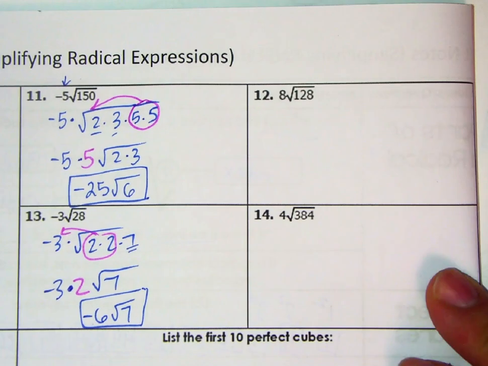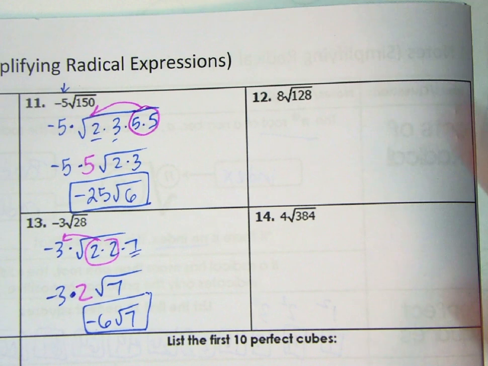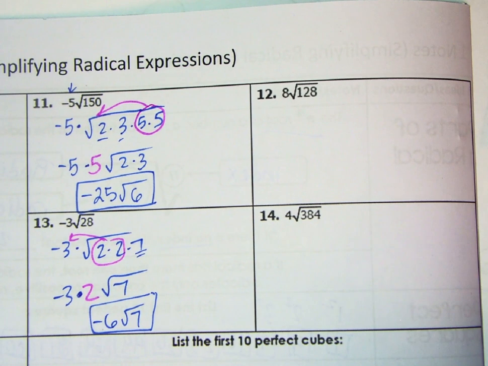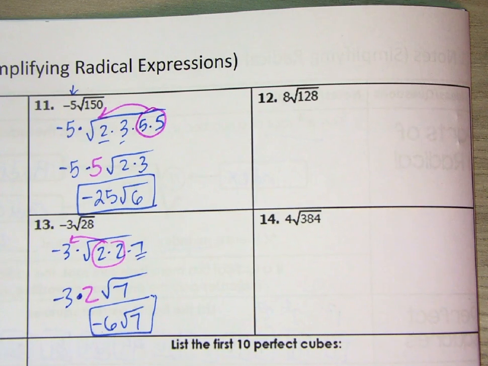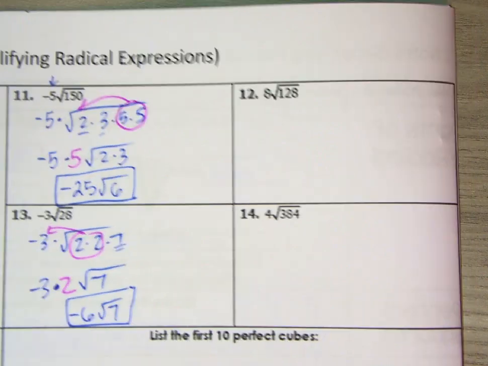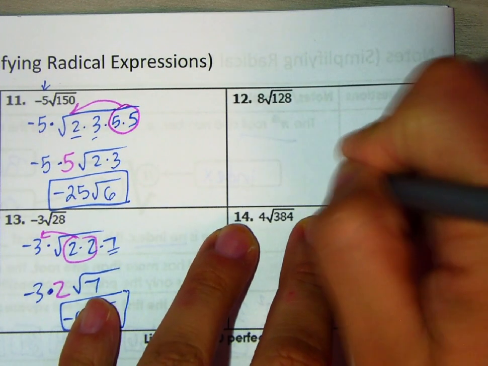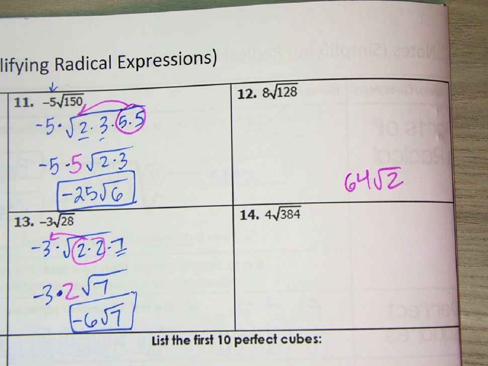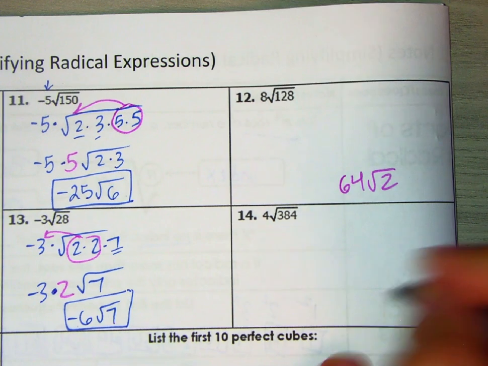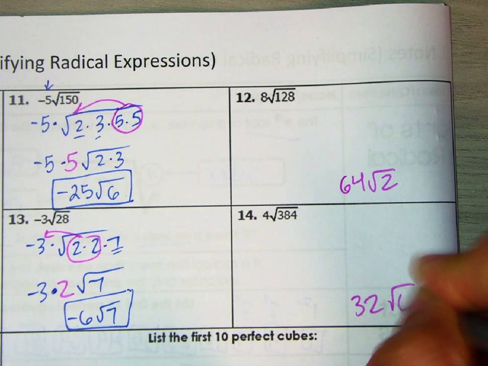So pause the video and try number 12 and 14 just to see if you get it. If you don't have a calculator at home to do the factors for you, you could factor them on your own, but it's going to just be time consuming. Number 12. If you're ready to check if you got it right, number 12 will be 64 square root of 2. And then the number 14 will be 32 square root of 6.